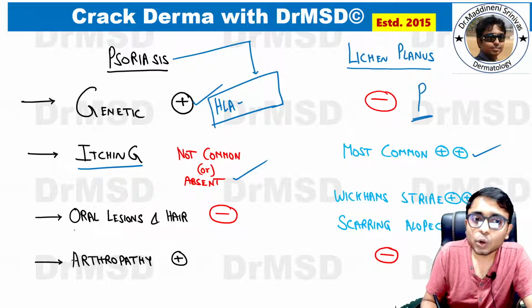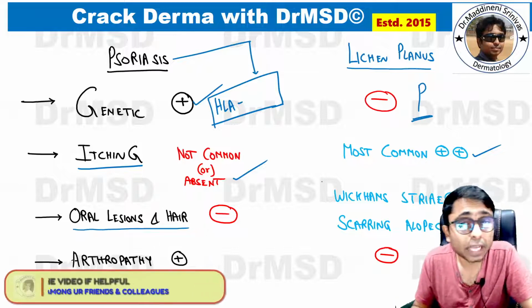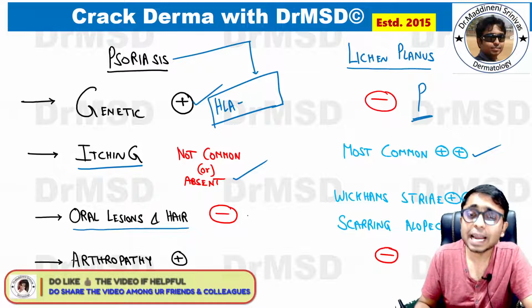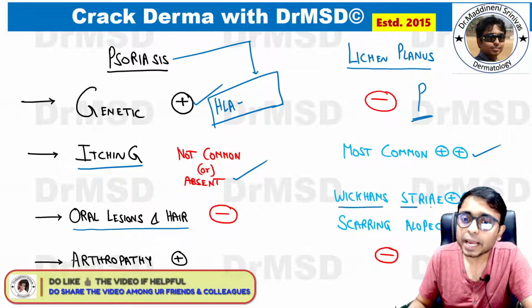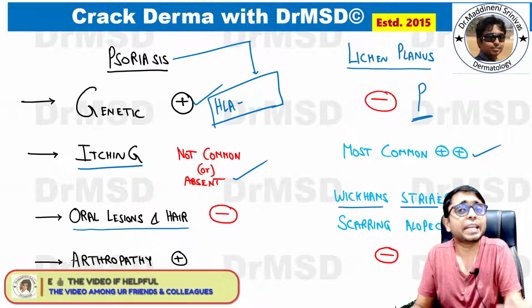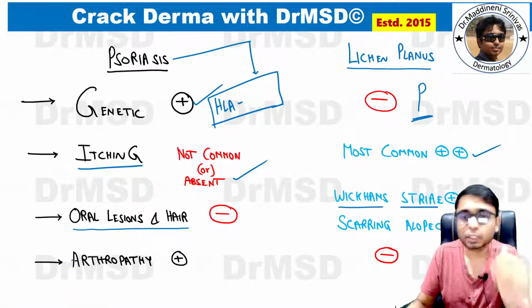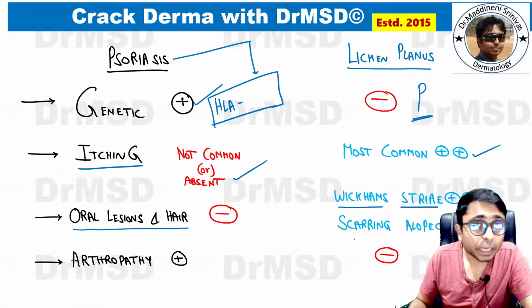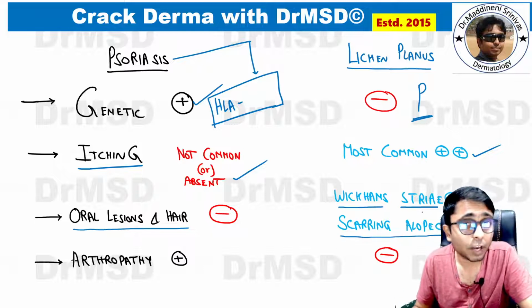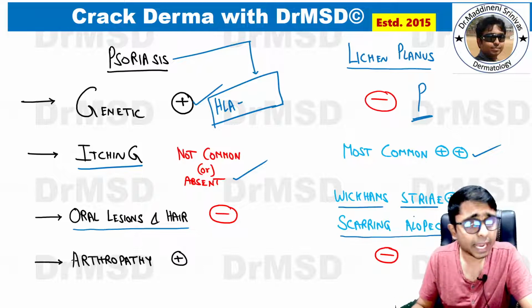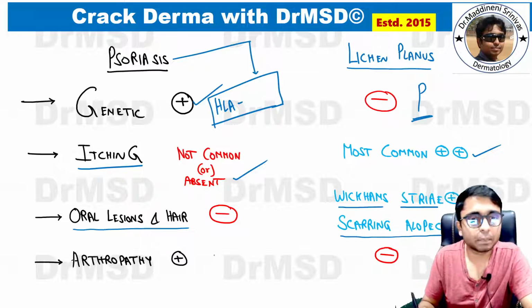And now coming to the oral lesions and the involvement of the hair. Oral lesions and hair involvement are absent in psoriasis, whereas in lichen planus, you have Wickham striae, which are nothing but reticulate white streaks that can be seen in the buccal mucosa. And also alopecia can be seen, and not ordinary alopecia, it is scarring alopecia, that is, permanent loss of hair can be seen in patients of lichen planus.